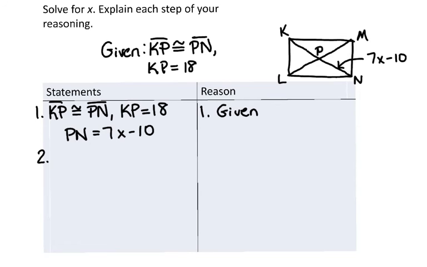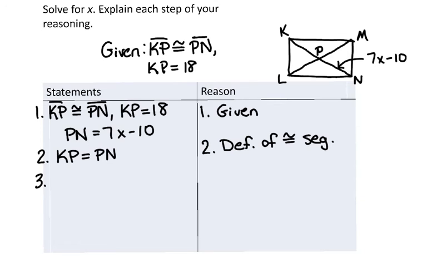Okay. Step 2, I'm going to say since KP is congruent to PN, those two segments, we can say KP is equal to PN, which is using the definition of congruent segments. Okay. Step 3. Since we know what KP and PN are equal to, let's substitute them in, all in this one step. Since KP is equal to 18, plug it in, and PN is equal to this, plug it in. So 18 is equal to 7x minus 10. When we plug things in for each other, that's the substitution property.